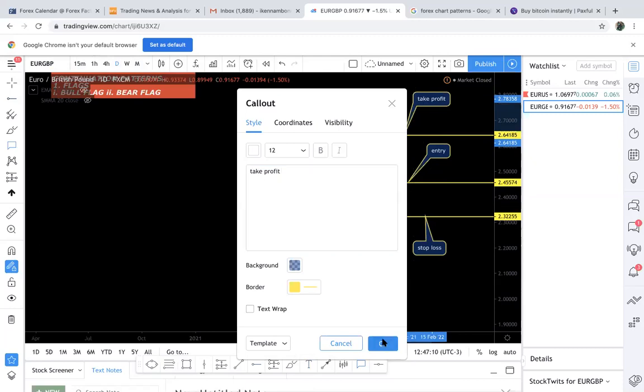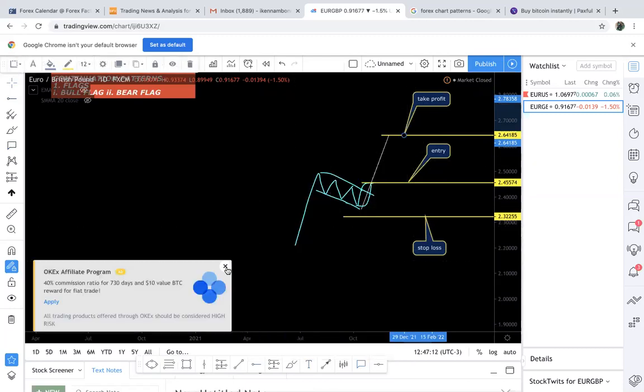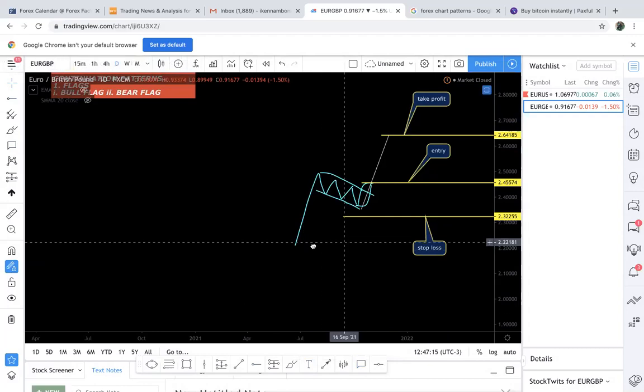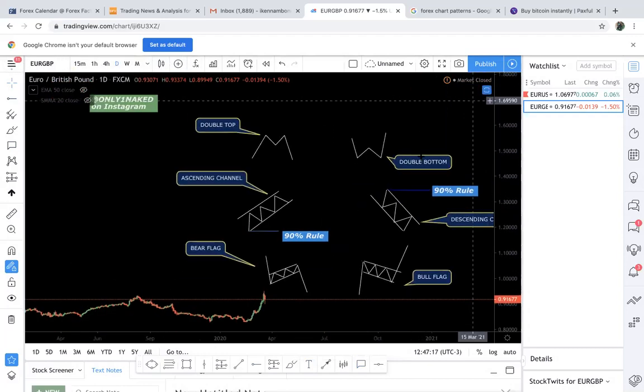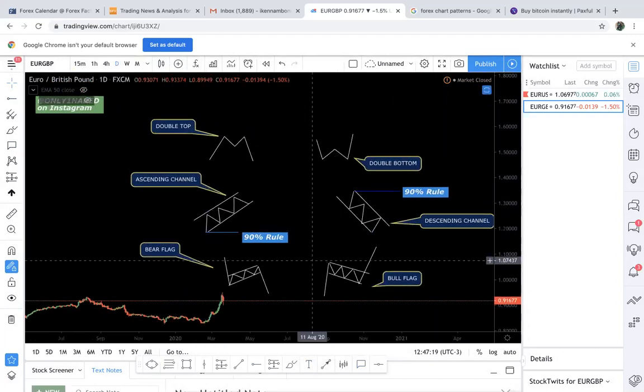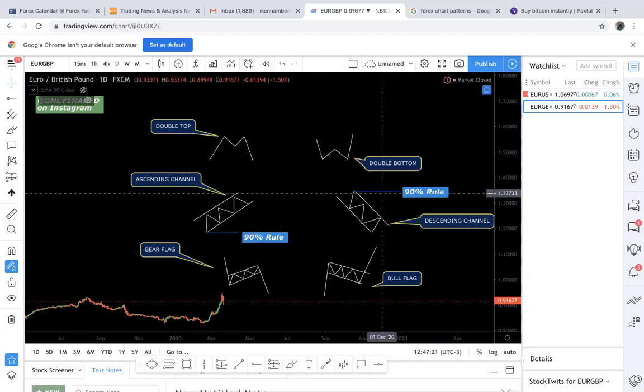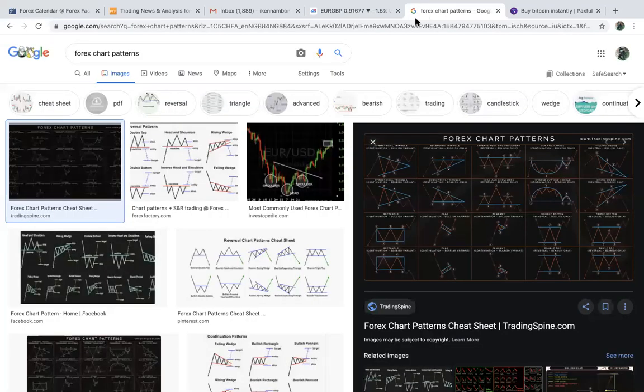Vice versa when you are in a downtrend, okay? It's the same thing. So these are the patterns that we trade. We focus on just a few of them. We are not interested in trading everything right here.